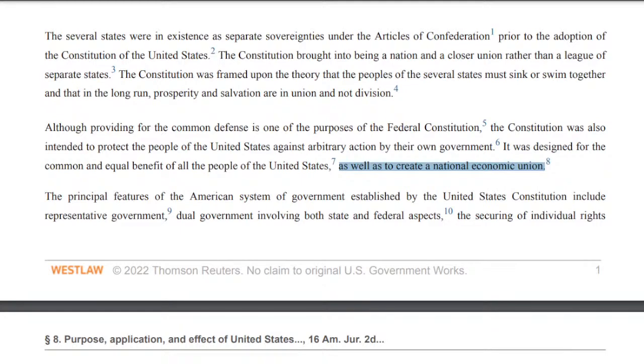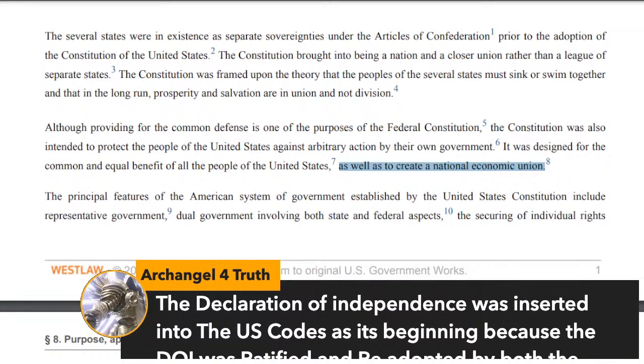I'm just going to take a brief break here and look at what we have in the comments. Archangel for Truth, I'll read this out. It says, Declaration of Independence was inserted into the U.S. codes as its beginning because the DOI was ratified and readopted by both the House and the Senate. Yeah, so the Declaration of Independence, parts of it, were incorporated through the various acts, but the principles, the spirit of it still exists as a lens to view the Constitution.